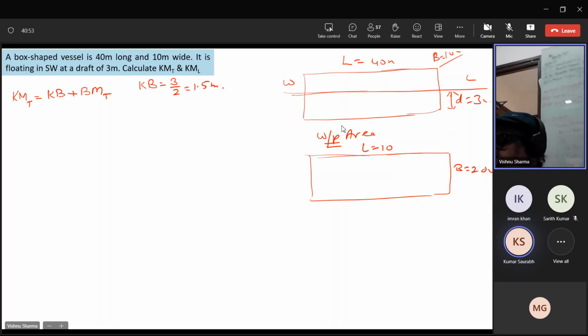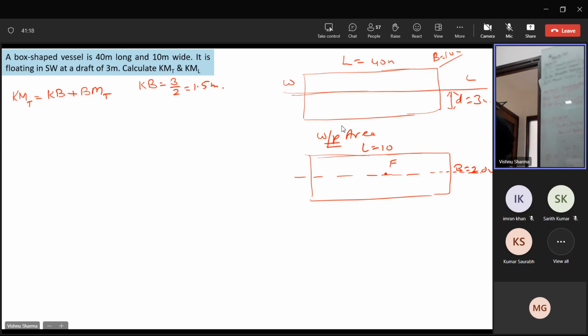In our first class, we learned where the geometric center of a rectangle is. It's the intersection of diagonals. What is the geometric center of a water plane called? Center of flotation. And now for BMT, I have to draw a fore and aft axis. Please remember, don't mess it up.